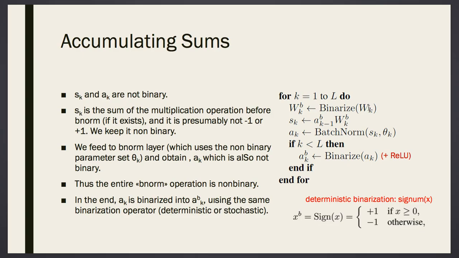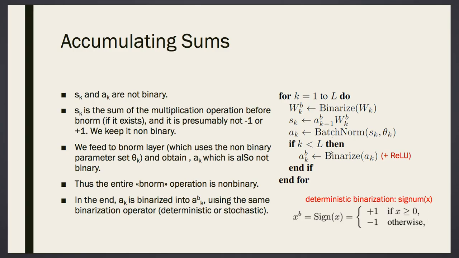Before the backward part, let me just point to an important thing. As you can see, if you don't have the B subscript, they are not binary. That's why Sk and Ak are not binary. Sk is the multiplication of binary values, but it does summation as well. So its value is not -1 or +1. It's -8, +8, as I said in the previous slide. It's not binary, and we keep it that way during training. And we feed this to the batch normalization, whose parameter is not binary. We obtain a non-binary value. Then later we binarize it.